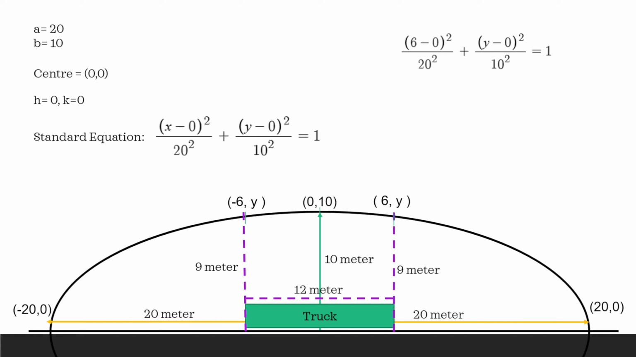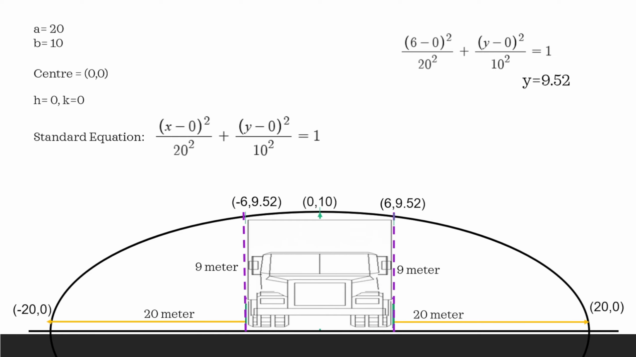So we already know that the width of the truck is 12 meters. So we just divide by 2, and we can get the x value is 6 meters. So let's substitute the x value into the equation. After substituting and calculating, we can know that the y value is equal to 9.52. Then the height of the truck is equal to 9 meters. So we can know that the truck can pass through the archway and it will have 0.52 meters left.